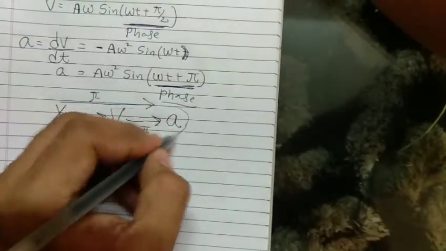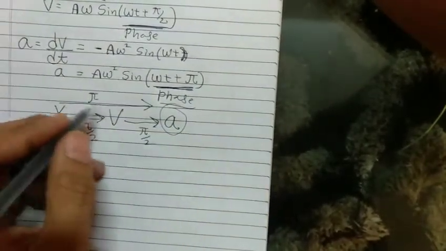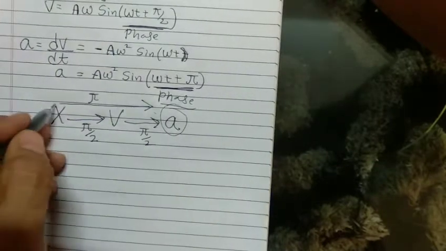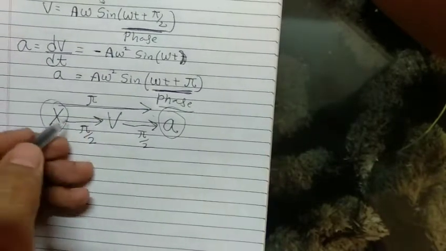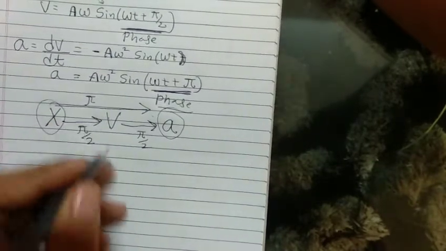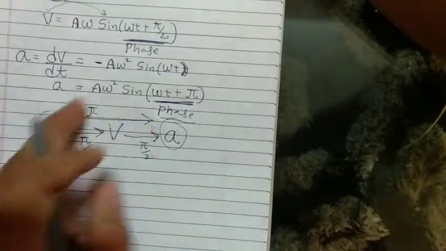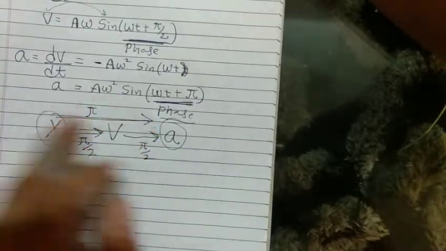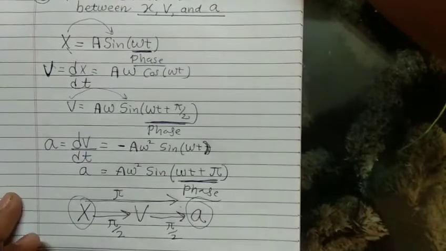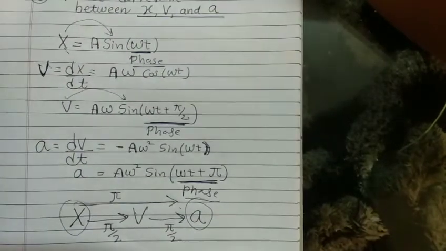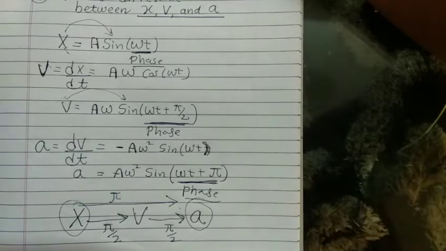Okay. So remember that it's acceleration that leads by 180 degrees compared to displacement, and velocity is ahead of the displacement by 90 degrees. So here in this diagram you can see the phase difference between any two quantities. I hope this argument is very clear, right? Okay, let's move to the next point.